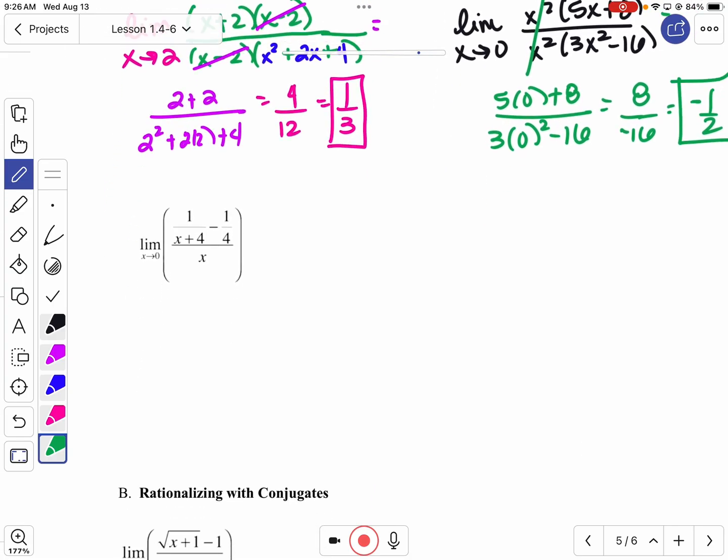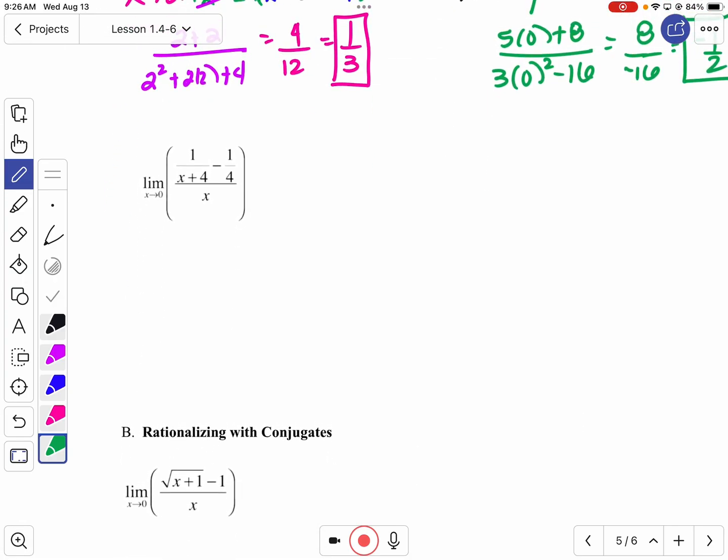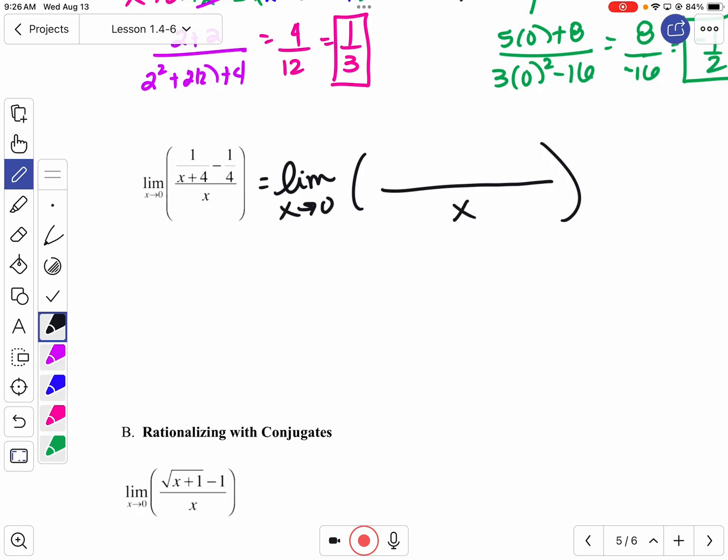So when I look at this one, obviously if I plug in 0, 1 over 0 plus 4 is a fourth minus a fourth, which is 0. 0 on the bottom, it is indeed indeterminate. So here's what we're going to do. We're going to keep this limit because I have to do a bunch of algebra. The limit as x approaches 0. My denominator of just an x is okay. That's not really an issue right this minute.